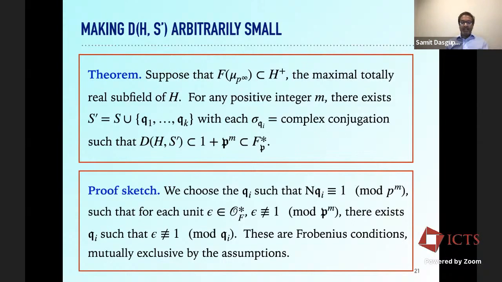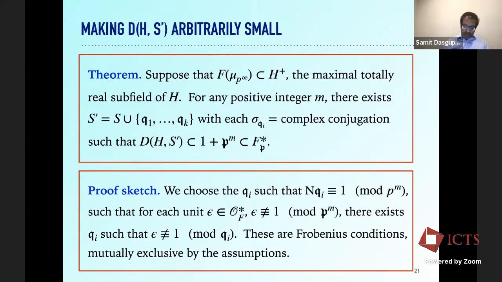Okay, and I'll just sketch the proof of this. And by the way, I want to say that this condition is ensured by my condition that P doesn't ramify in F. So once you throw in the assumption that P splits completely in H together with P not ramifying in F, this makes it automatically hold. That's why that condition was in the earlier version of the theorem that I gave.